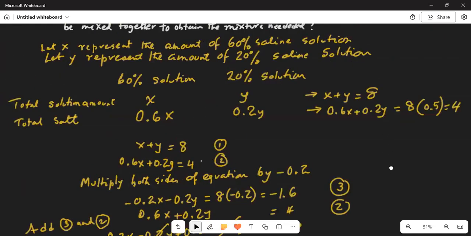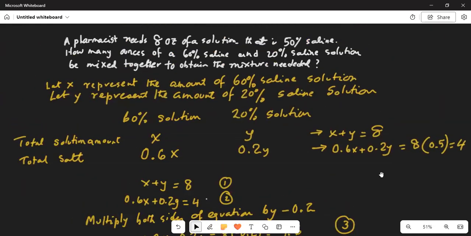So let me go over the steps of what I did. Let X represent the amount of 60% saline solution, Y represent the amount of 20% saline solution. So we know the total quantity X plus Y is equal to 8. Now we find the total salt in each solution. In the 60% solution, it's 0.6X. In the 20% solution, it's 0.2Y. Now the final solution is 50% saline, so in the final solution, 8 times 0.5 equals 4. So 0.6X plus 0.2Y is equal to 4.